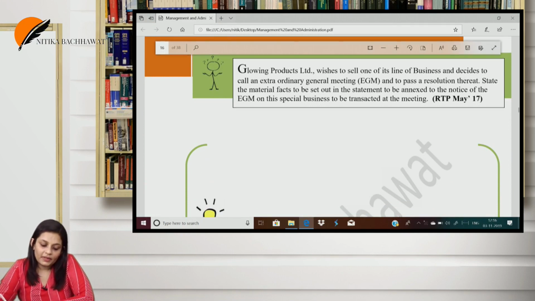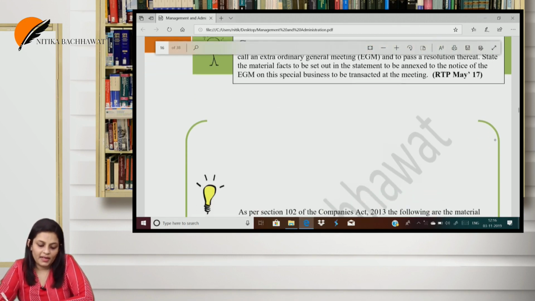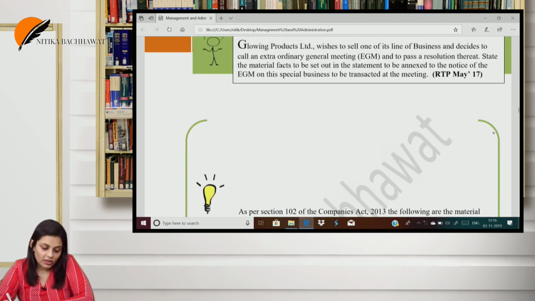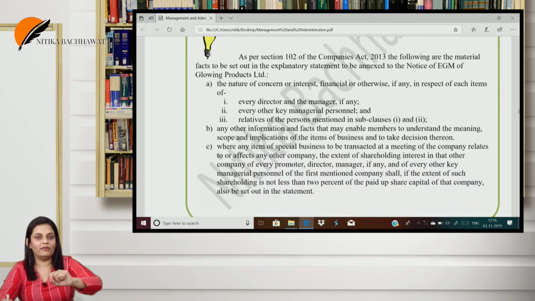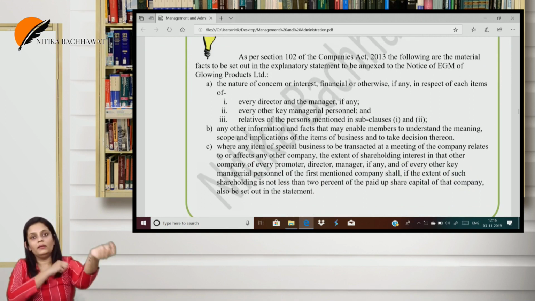Glowing Products Limited wishes to sell one of its lines of business and decides to call an extraordinary general meeting and pass a resolution. State the material facts to be set out in the statement to be annexed to the notice of the EGM on this special business to be transacted at the meeting. It is again a very direct question. It has to tell the nature of concern.